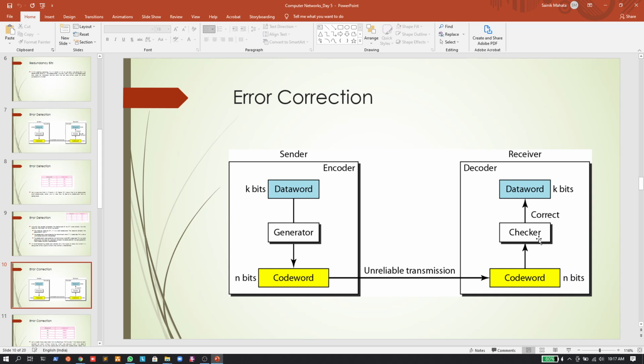How will it correct? We will see in the later half of the slides. It will correct the code word, and then after correcting the whole code word, it will extract the data word and send it to the receiver side for accessing. I hope I'm clear till this.